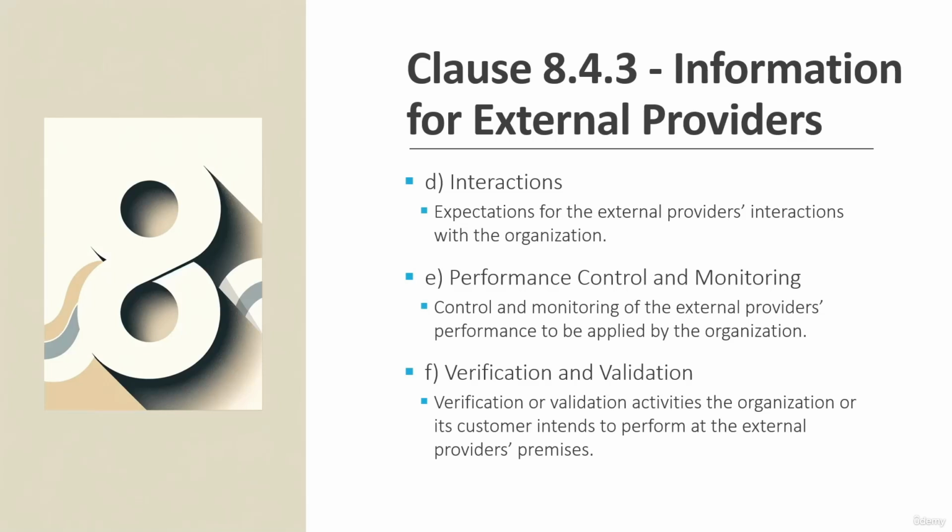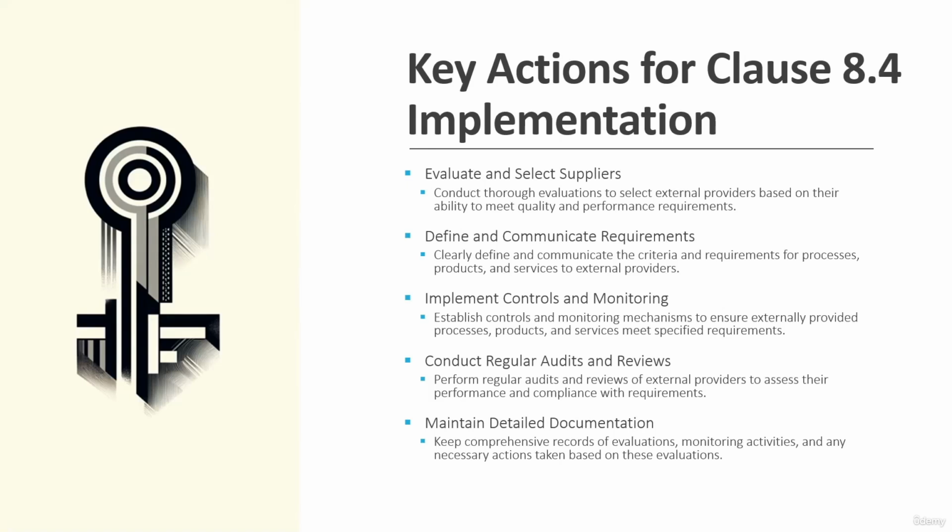So here are another 3 requirements which are expected to be provided to your suppliers. One is interactions, that is, what type of interactions will be there between supplier and the organization. Maybe there's a requirement to have a weekly meeting, monthly review meeting, whatever it is, that needs to be specified. The next one is performance control and monitoring. What type of controls and monitoring will be performed by this organization on the external provider's performance? That needs to be specified. And the last part here is verification and validation. We have talked about the difference between verification and validation when we talked about design and development activities. So all these requirements need to be provided to the supplier for providing the right product or service to the company.